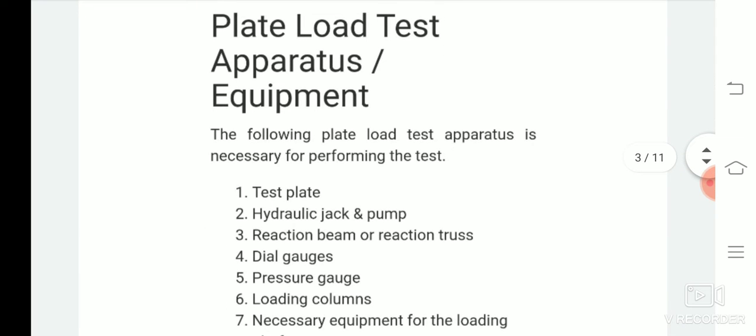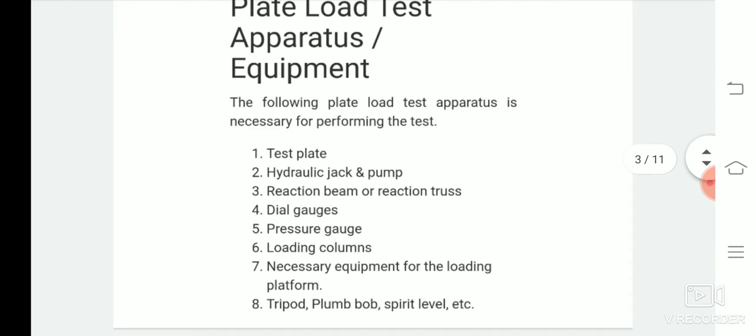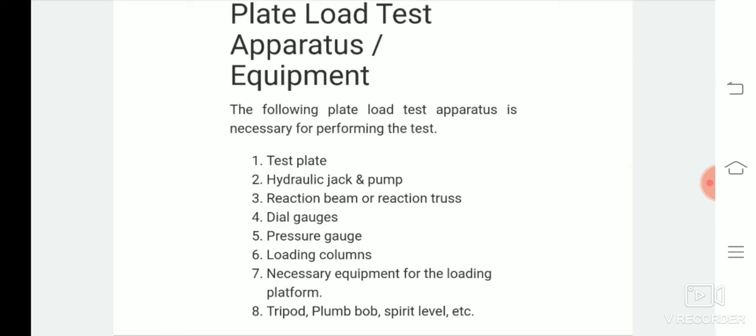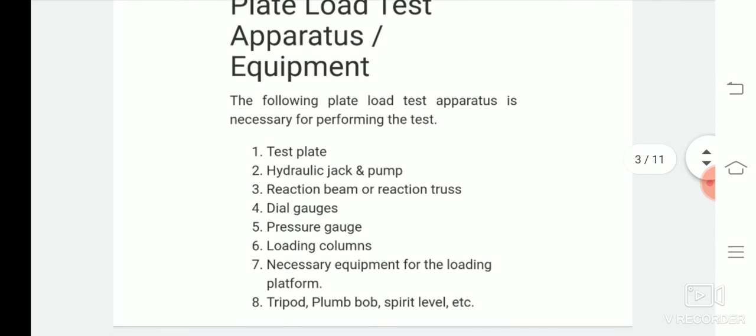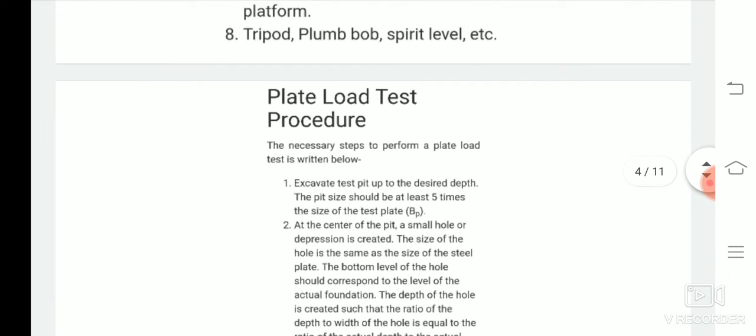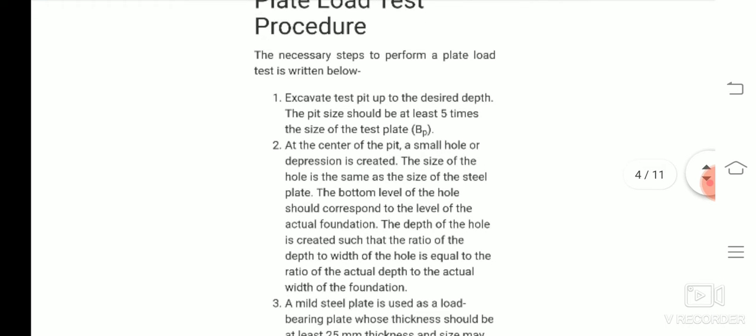So let us go through the apparatus or the equipment that are required for the plate load test. These are the list of equipment needed: the first is the test plate, second is the hydraulic jack and pump, third is the reaction beam or the reaction truss, next is the dial gauge, pressure gauge, loading column, necessary equipment for the loading platform, tripod, plumb bob and spirit level. So let us go through the plate load test procedure. What is the procedure for the plate load test?